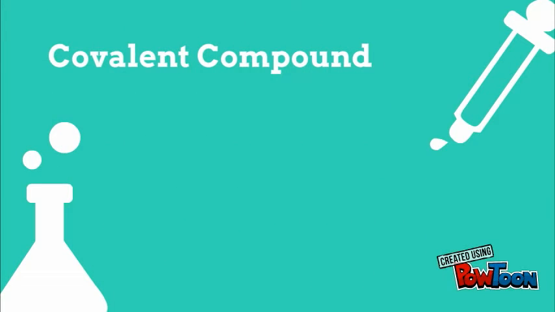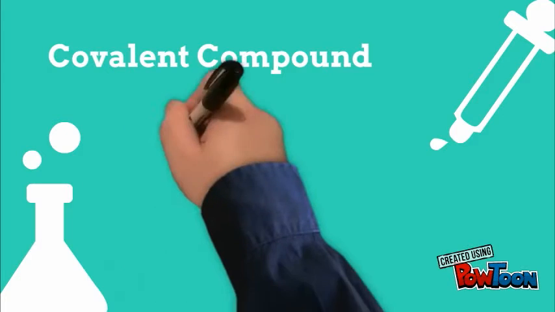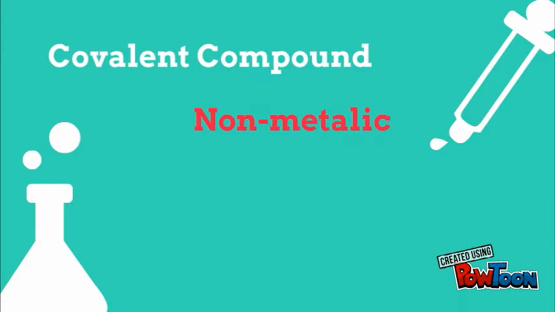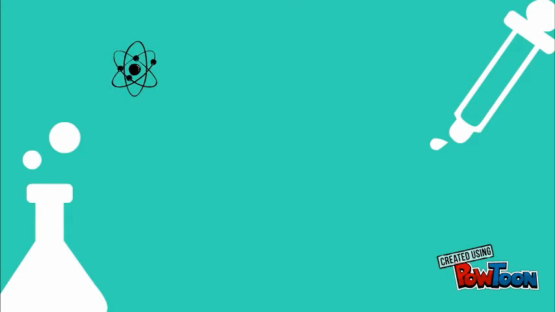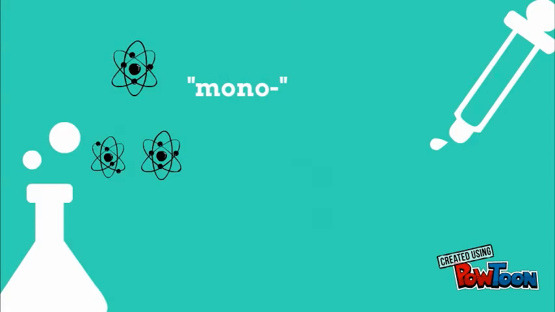Covalent compounds, on the other hand, will contain only non-metallic elements. The added suffix is always -ide, but the prefix added depends on the number of atoms the element has. If the element has 1 atom, then you will add the prefix mono. If 2, then di, and so on.